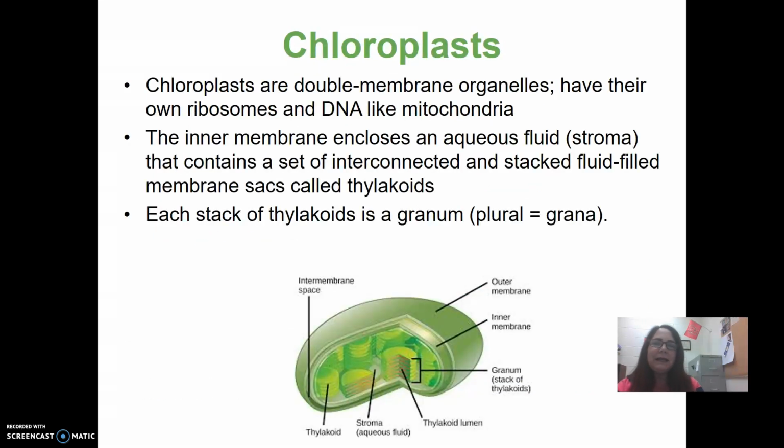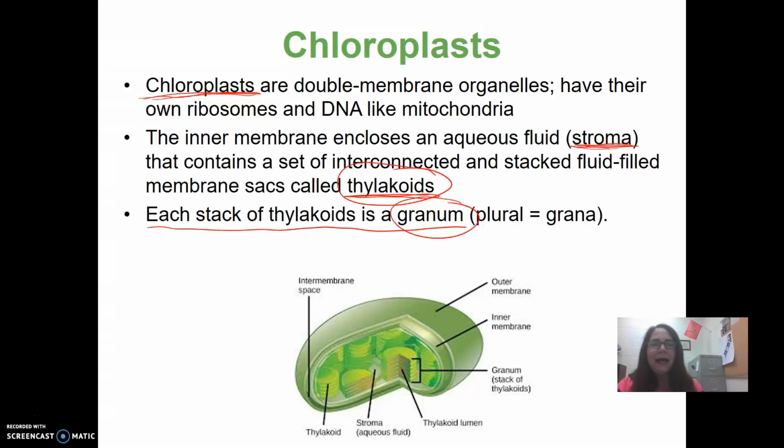Chloroplasts are found in plant cells only, not in animal cells. And the fluid filled inside of the chloroplast is called the stroma. And these stacks, they look like little green discs. Each disc is a thylakoid, and then each stack of thylakoids, which almost looks like a stack of coins, is called a granum. So one disc is a thylakoid, a stack is a granum.